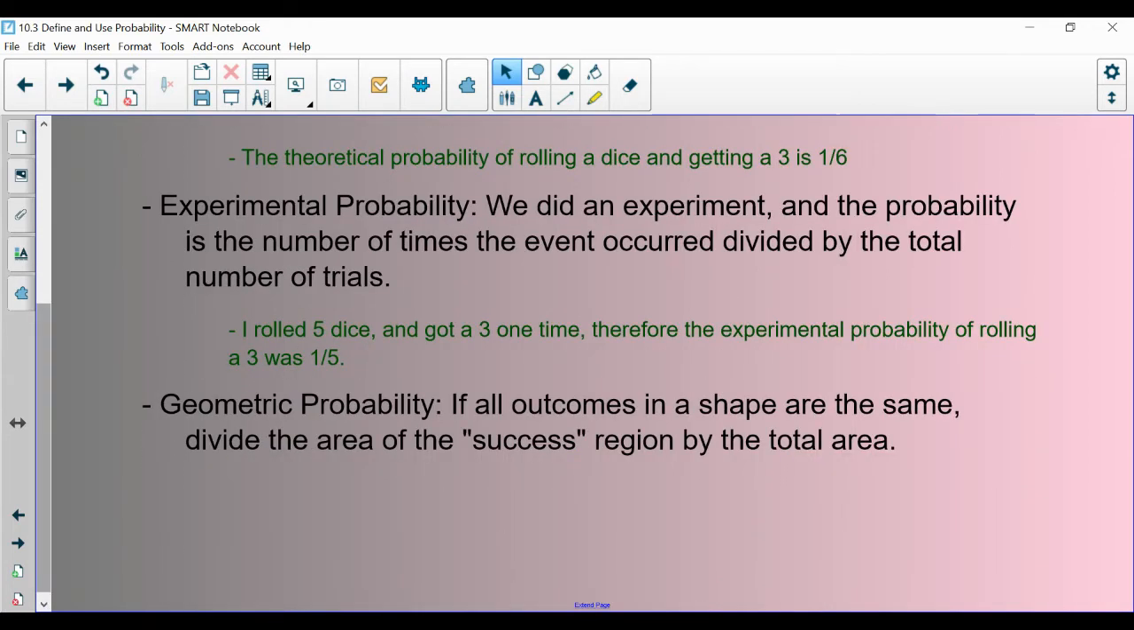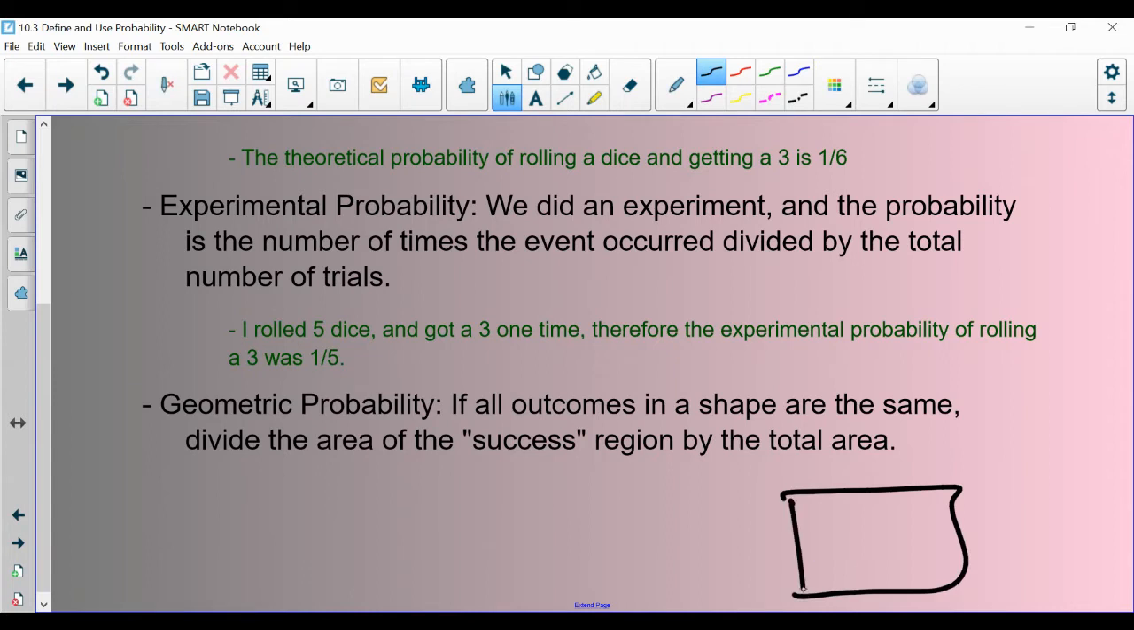And then finally, we have geometric probability. This is going to require you to calculate some areas. Let's say we have a shape. Here's the shape. And then maybe we say, hey, that triangle is the success. What is the probability if we randomly picked a location, or like we threw a dart, if we assume that every location has an equal likelihood of being selected? What is the probability that our dart would land in the triangle? That's what geometric probability is stating.